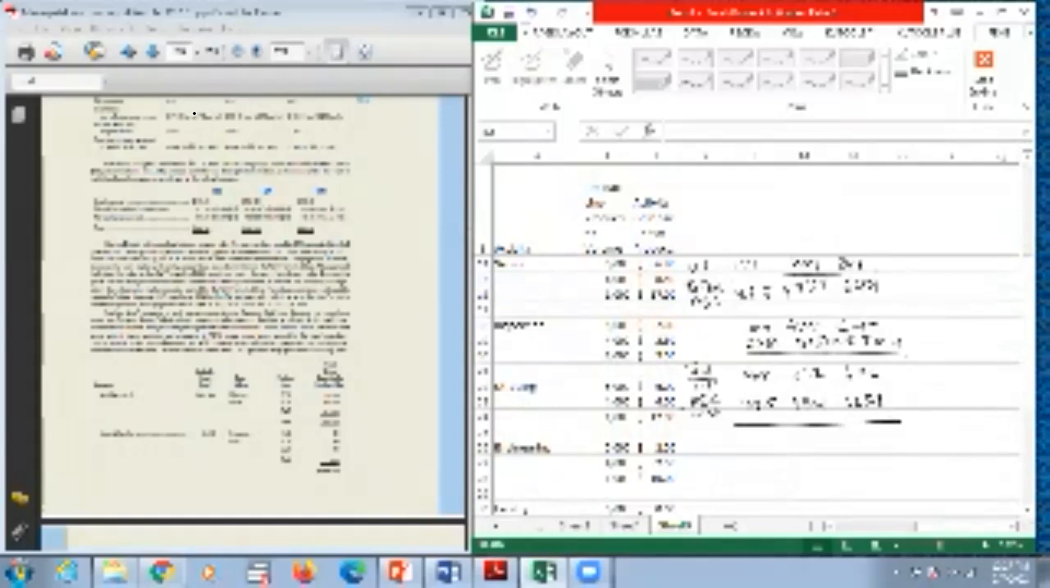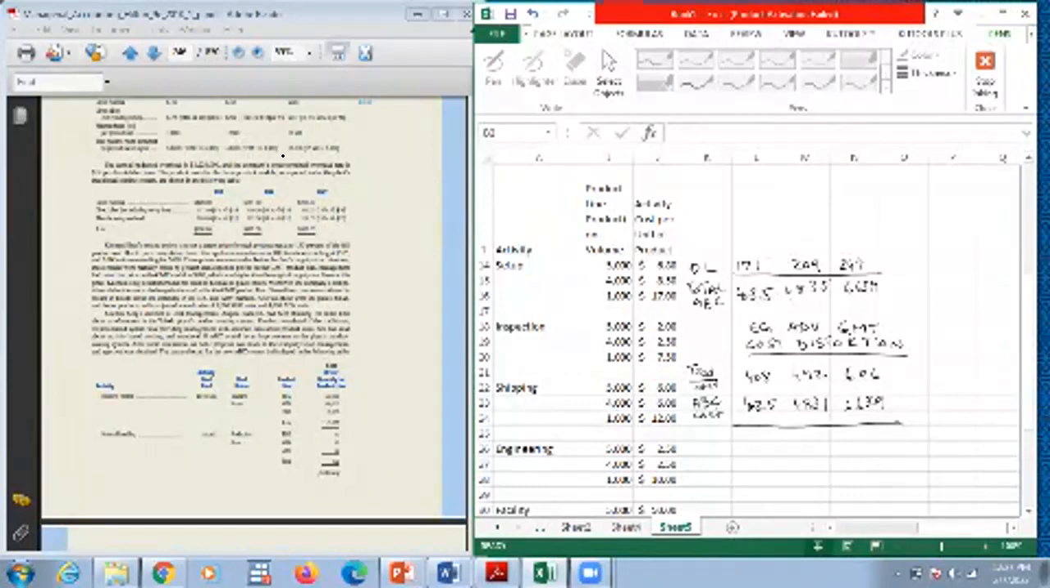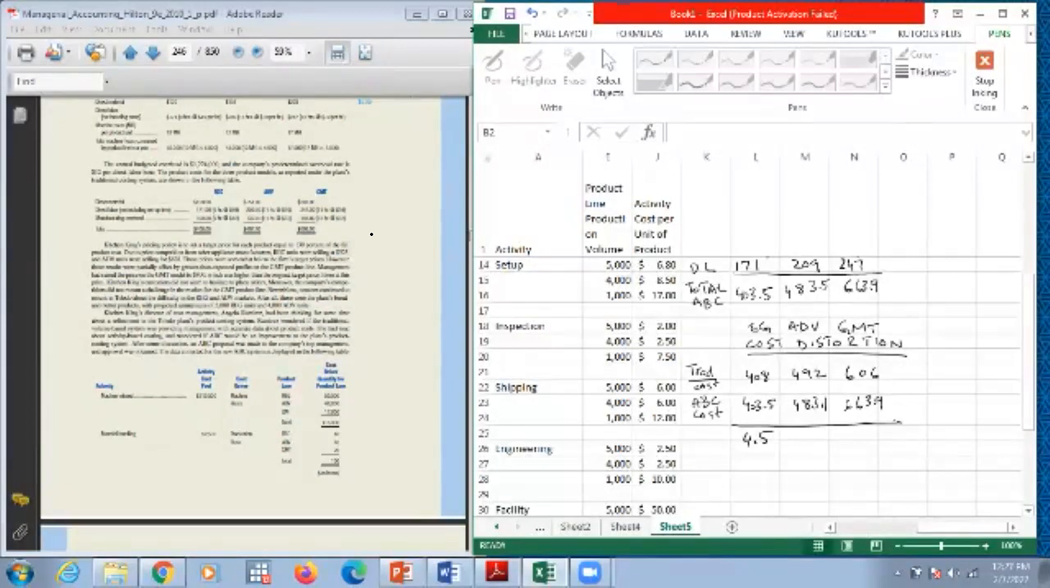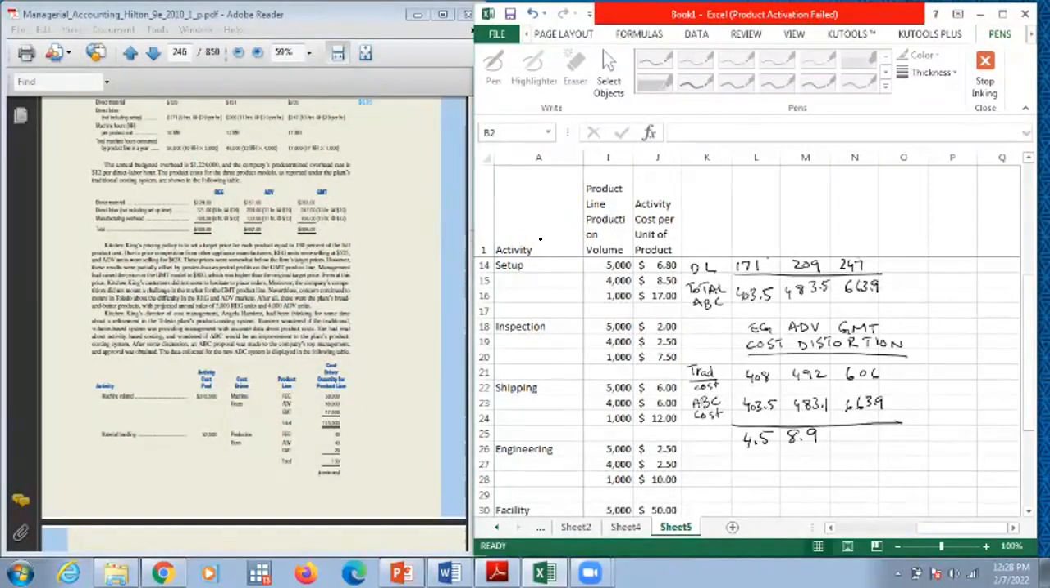So we'll do traditional cost minus our ABC cost. And so using our calculator, we do 408 minus 403.5. Be very careful when you put these numbers into a calculator. So we get 4.5. This means there's a cost distortion of $4.5 per unit. In the traditional costing system, we have the cost indicated as $4.5 higher than it needs to be. Then we've got 492 minus 483.1, and we get 8.9. So in the traditional costing system, the cost is $8.9 higher than it needs to be.